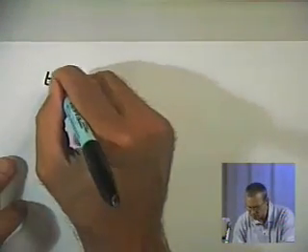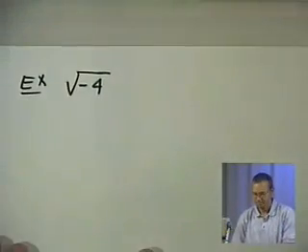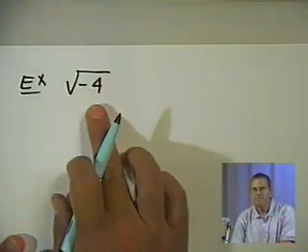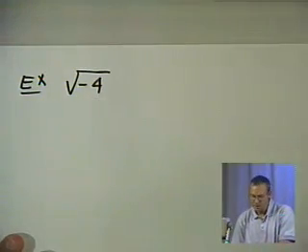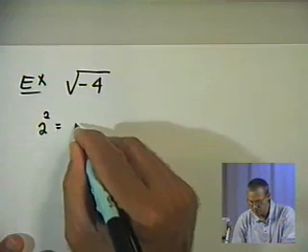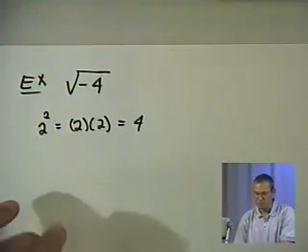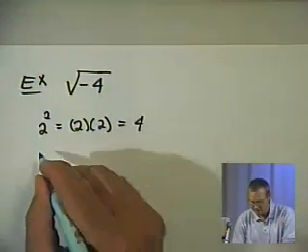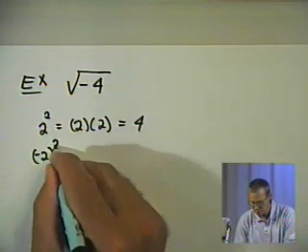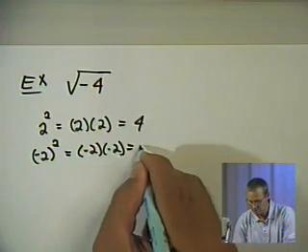Let's get a little tricky on you. How about the square root of negative 4? Can we think of a number whose square is negative 4? Well, maybe it's 2. Let's check out 2. 2 squared equals 2 times 2, which is positive 4. So the square root of negative 4 is not 2. How about negative 2? Negative 2 squared is negative 2 times negative 2, which is also positive 4.